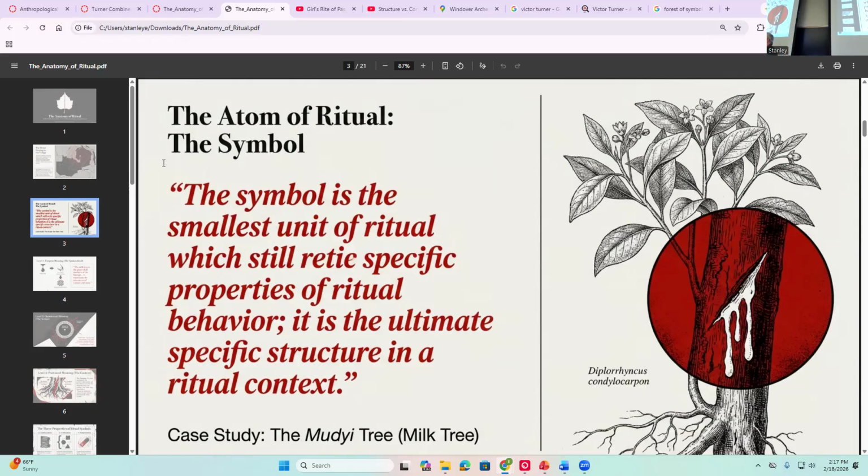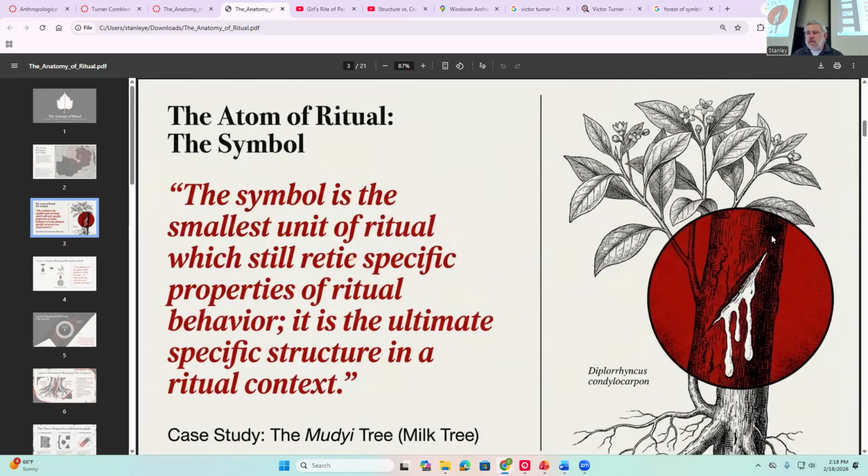These rituals come together, right? We think of something like Christmas. There are lots of pieces and parts. You've got the colors, the gift giving, the food, the stories and the myth. But how can we break it down to its most fundamental? And he says that it's the symbol. It's the smallest unit of the ritual which still retains specific properties of ritual behavior. It is the ultimate specific structure in a ritual context.